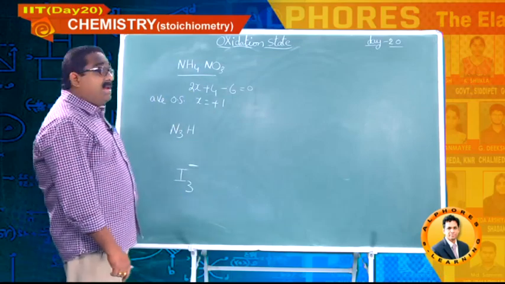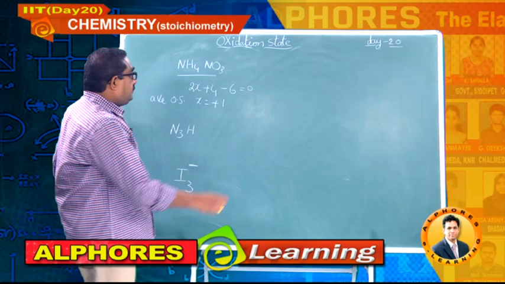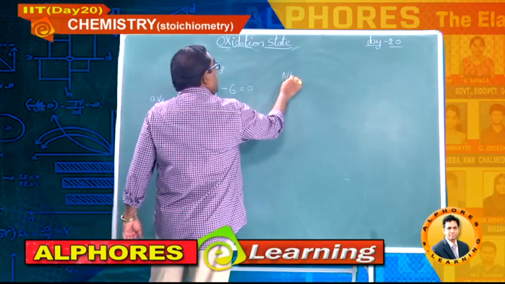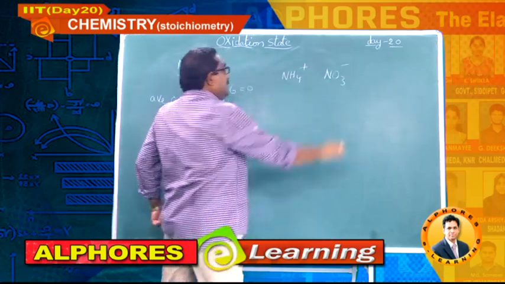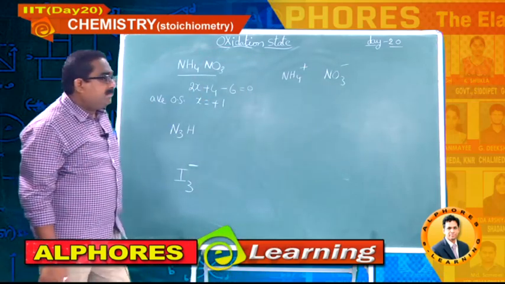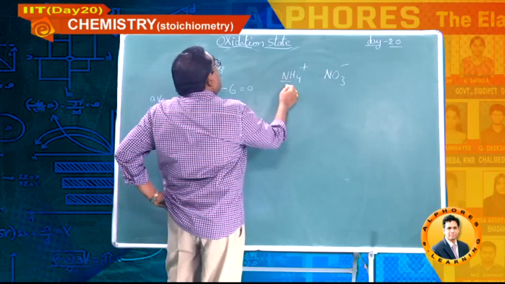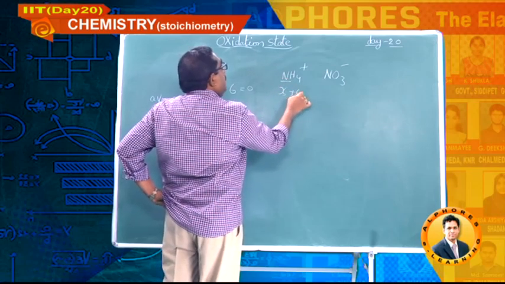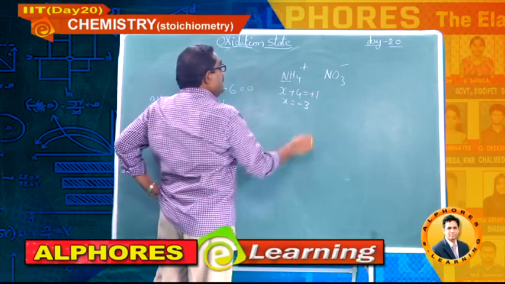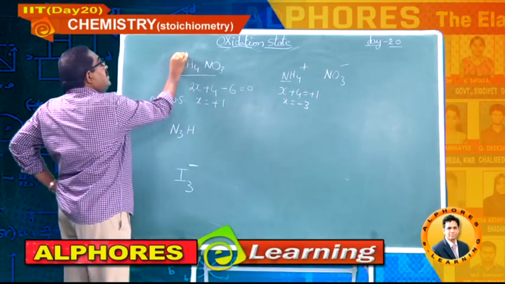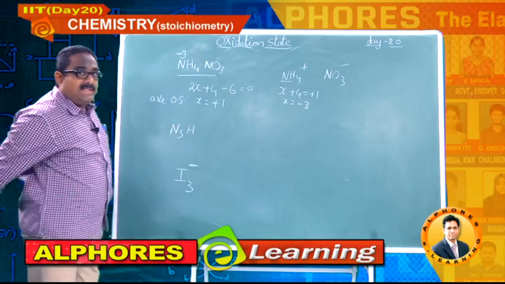Let me go for the individual now. Here I am writing ammonium and nitrate ions, an ionic compound. Let me do the calculation for this one. x plus 4 hydrogens equals plus 1. So x equals minus 3. So you can write here minus 3.